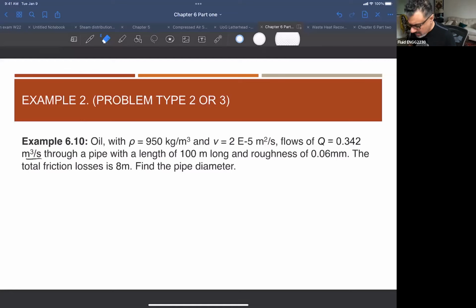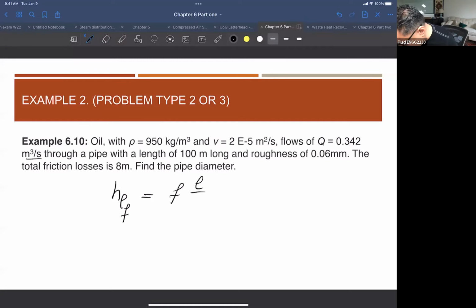Okay, so what does it mean? It means that I have h loss friction. I know this is basically f L over D times V squared over 2g, right? This is given as 8 meters. Okay, so now we have SI units, so we have to make sure that we are using the correct information and the correct unit for all the information provided here.